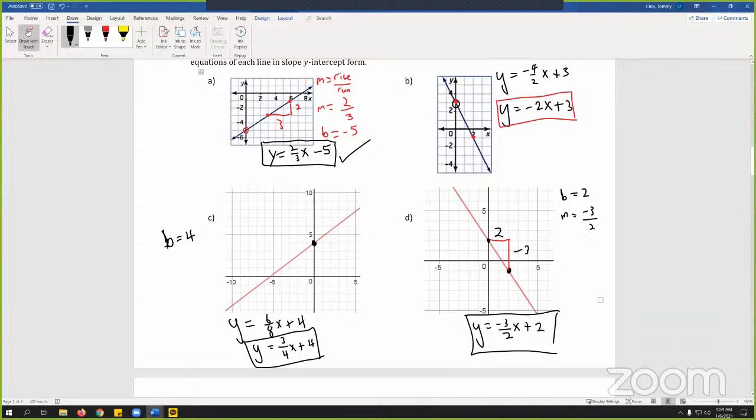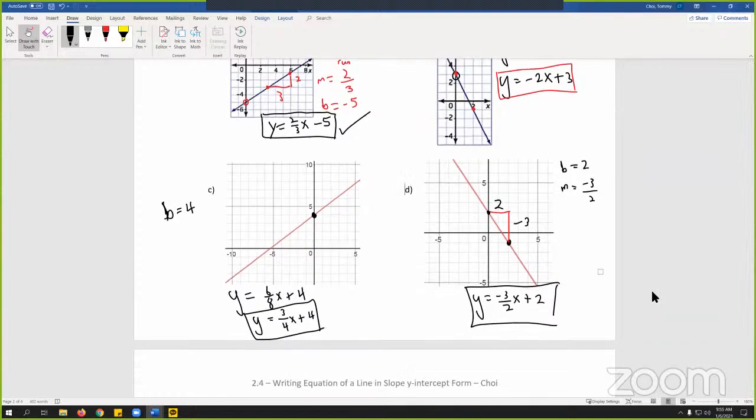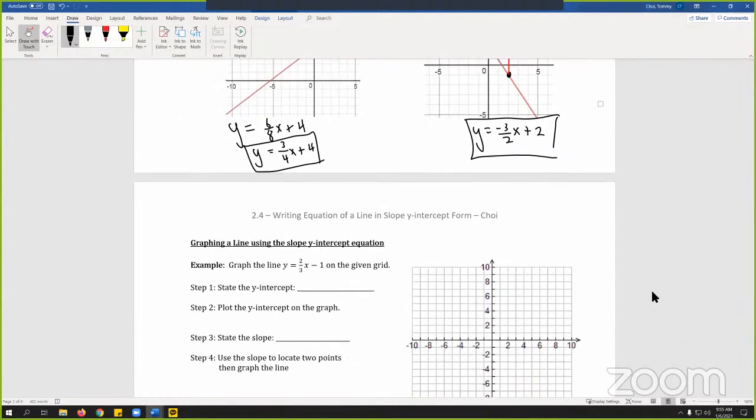Okay. So once again, make sure you get the practice with this. It is a new lesson, of course, right? So let's continue on here because we got a couple more questions to go through.